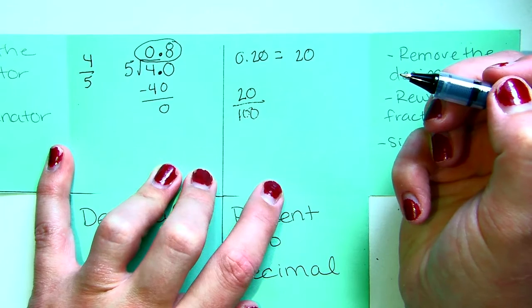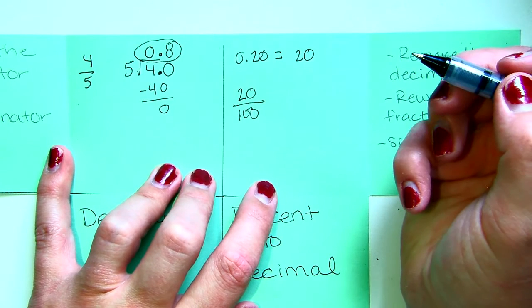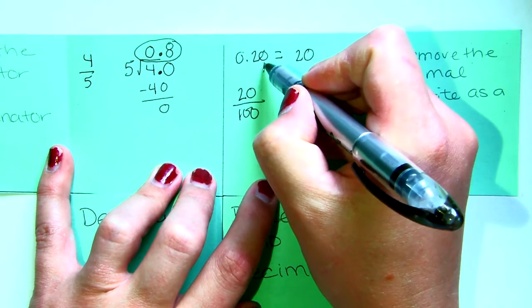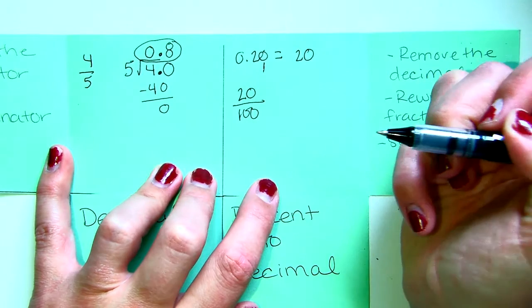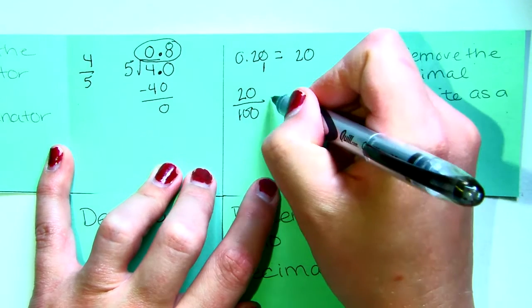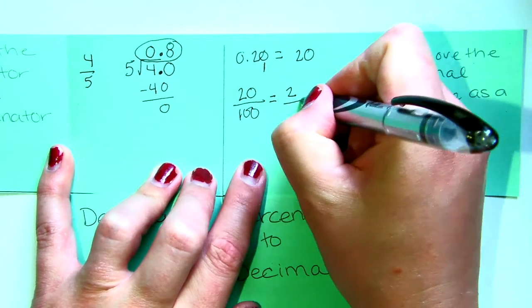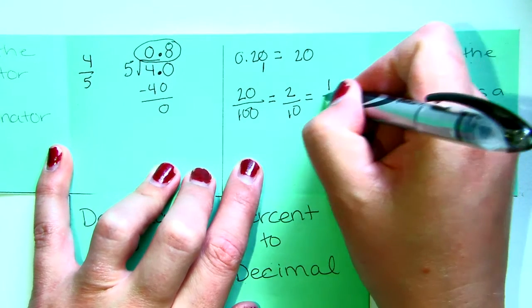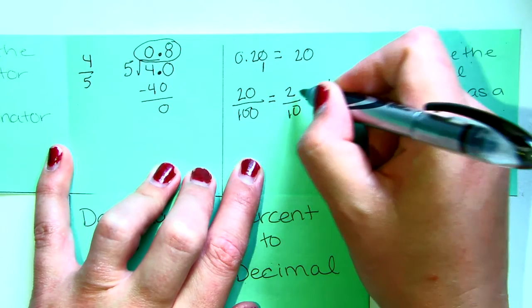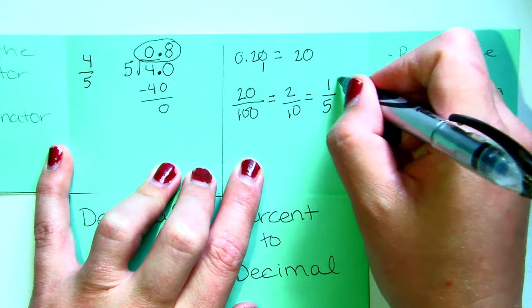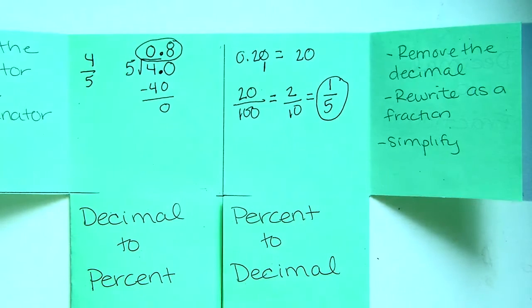We can also use the place value chart that we have from earlier this school year. So this is our hundredths column, so we can put 100 underneath. Next, we're going to simplify. Because they both end in a 0, we can cross out one of those zeros, and now we get 2/10. And 2/10 can reduce even further into 1/5, because 2 can go into 2 one time, and 2 can go into 10 5 times. So our final answer is 1/5.